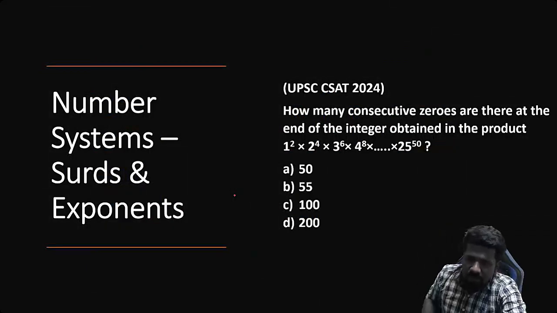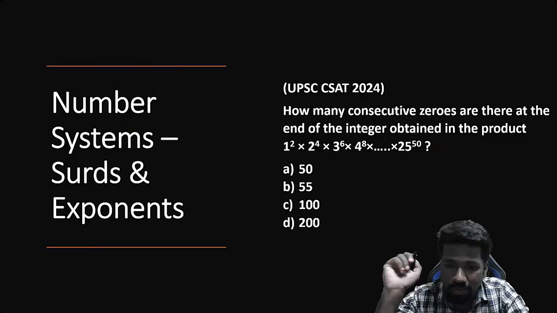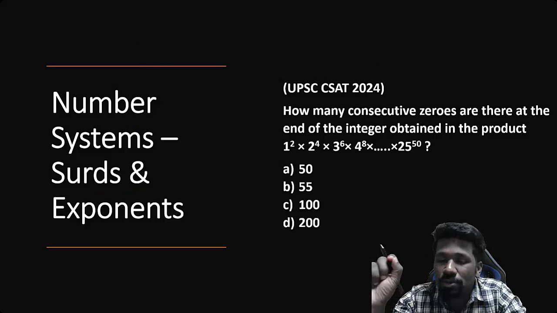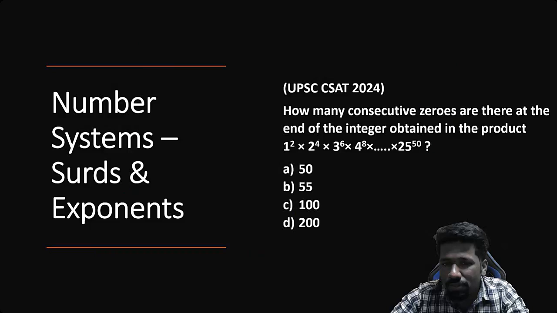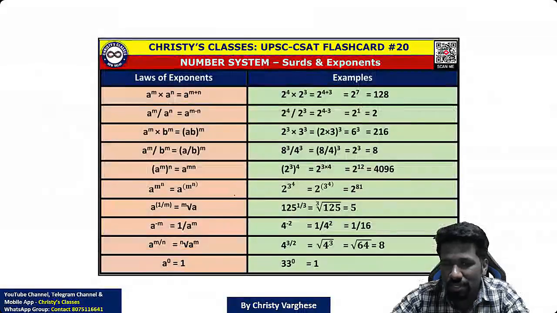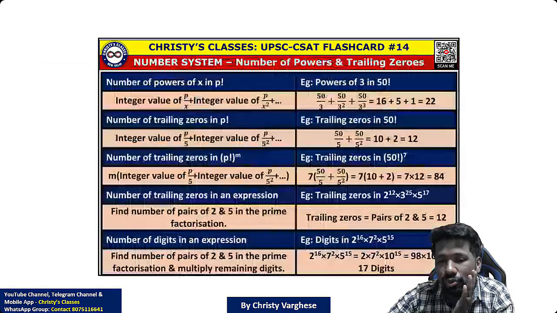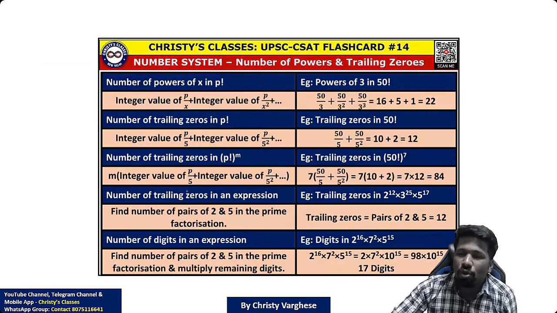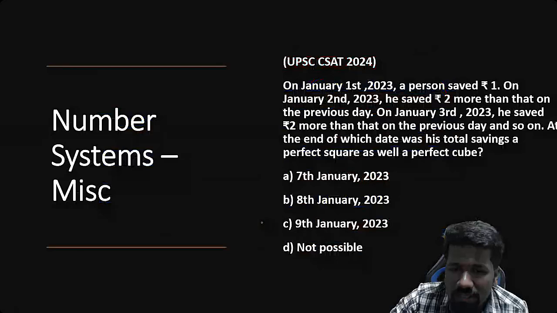And Surds and Exponents is another topic. In 2024 also questions were asked on Surds and Exponents. I told you in 2024, 2023, number system questions were plenty. So Surds and Exponents, this is one question. Consecutive zeros concept or trailing zero concept, etc. For that, first you should know the laws of exponents you learned in school. And then you should know some particular technique, how to find number of powers of a number in some factorial, or how to find number of zeros in an expression. So these things we will be discussing in the Surds and Exponents chapter.